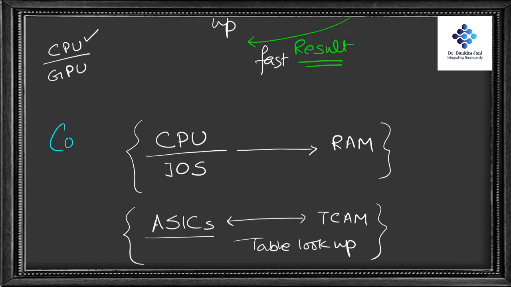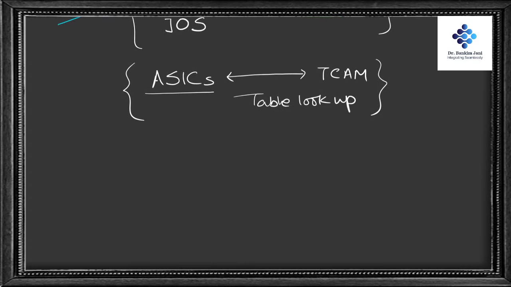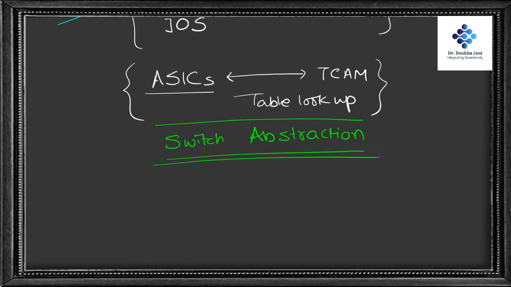This is the control plane, where we'll be dealing with the management of the switch. So thus, let's take one more new word, and this is what is called the switch abstraction. So it is switch abstraction, that is nothing but the concept of this table lookup. Okay.